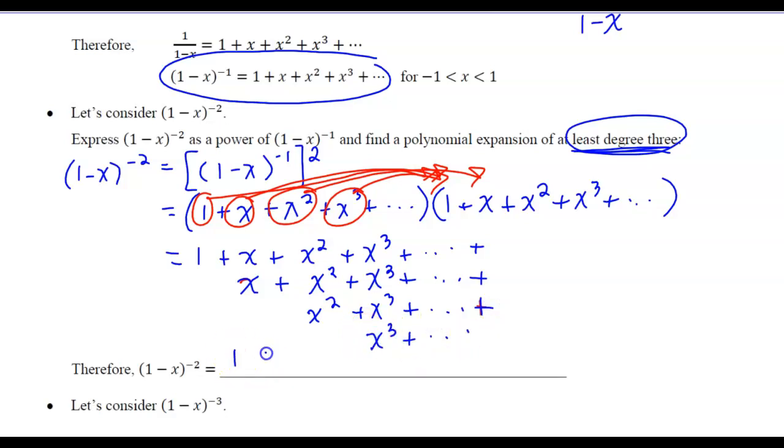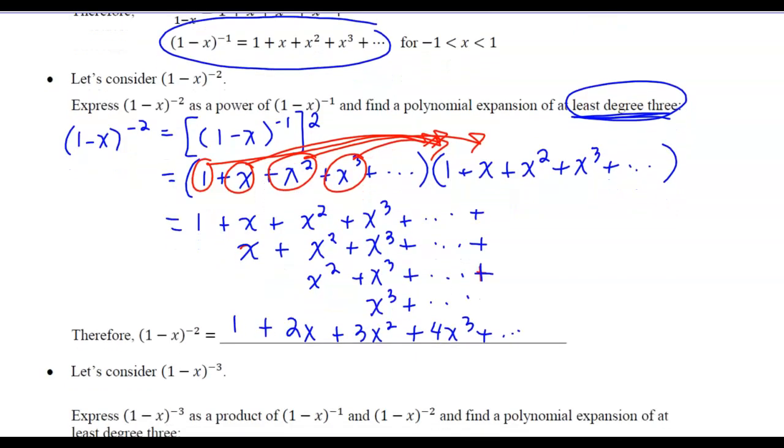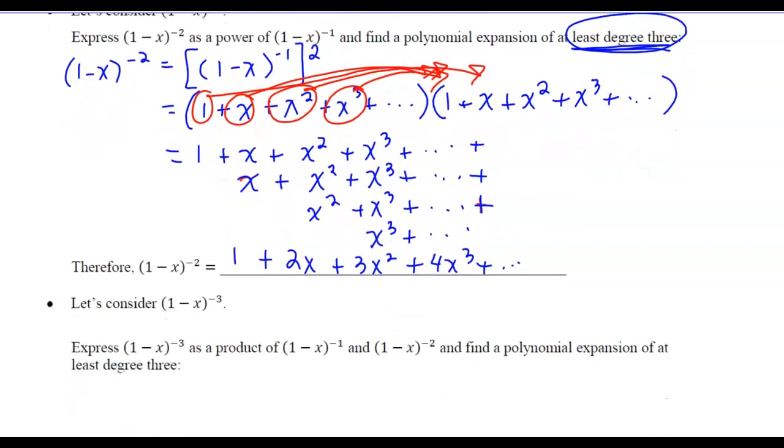So collect like terms: 1 plus 2x plus 3x squared plus 4x cubed and so on. And that's our polynomial approximation to degree 3 of 1 minus x to the negative 2.